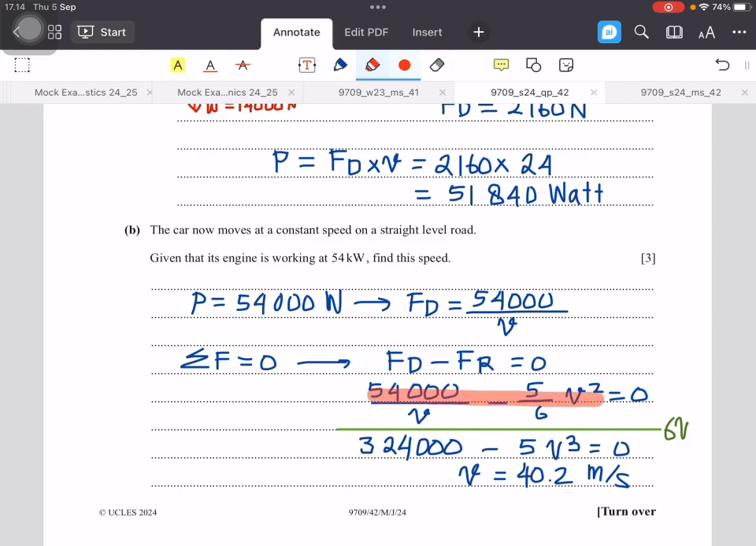So multiply both sides of the equation by 6v. We can simplify the equation into 324,000 minus 5v cubed is equal to 0. So v is equal to 40.2 meter per second.